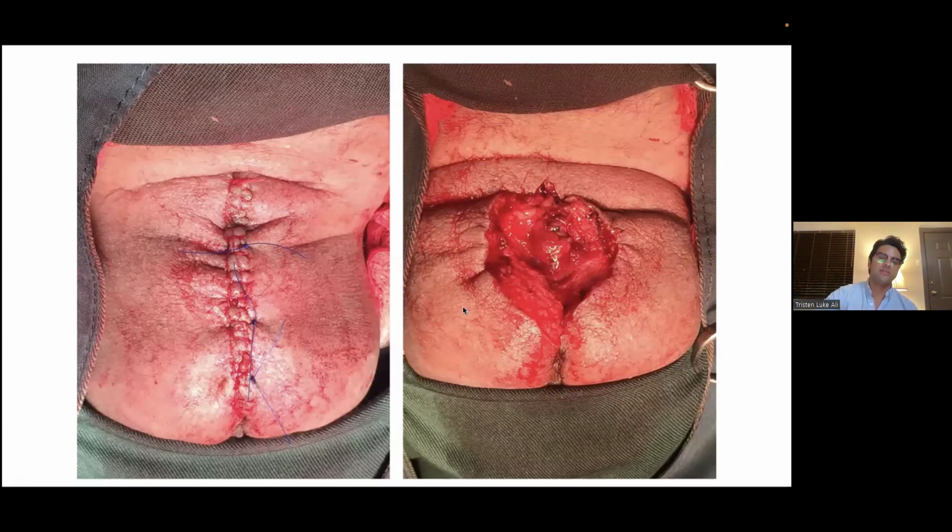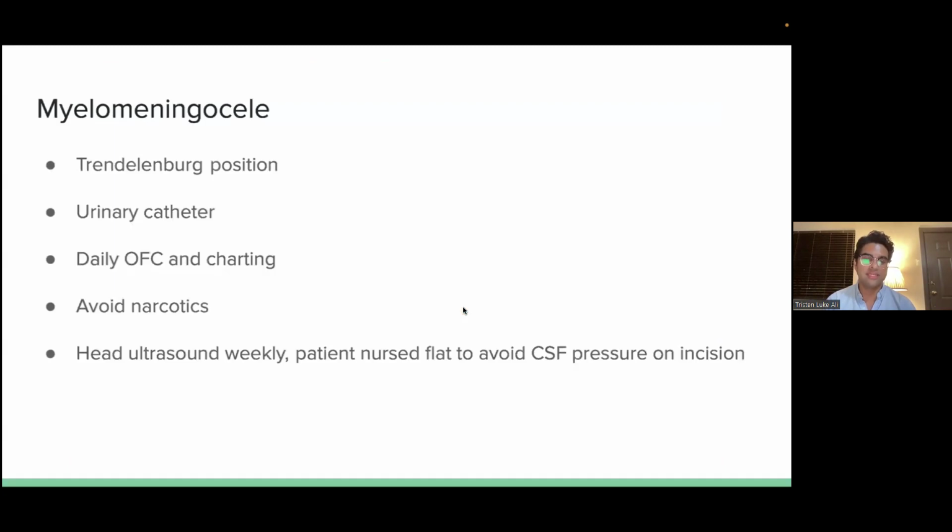So post-operatively, what are some things we need to do? Again, Trendelenburg position is advocated for, a urinary catheter, daily charting of the occipitofrontal circumference, and to avoid narcotics in these patients, to prevent any form of respiratory distress or respiratory depression. It also said to do a weekly head ultrasound, with the patient to be nursed flat to avoid CSF pressure on the incision.